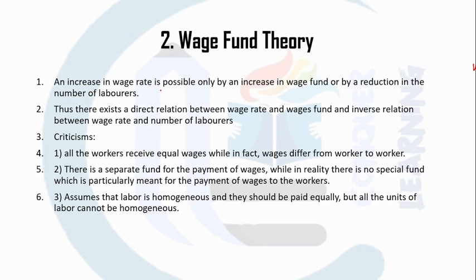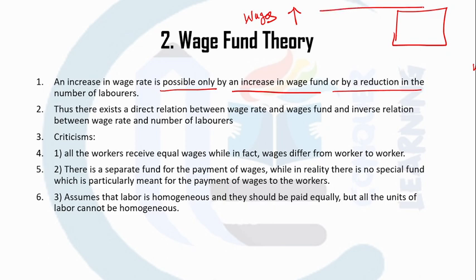So this is the wage fund theory. An increase in the wage rate is possible only by an increase in wage fund or by a reduction in the laborers. If you want to increase the wages, how is it possible? Either you increase the fund or you decrease the number of the laborers. Thus there exists a direct relationship between the wage rate and wage fund, and an inverse relation between the wage rate and the number of the laborers.